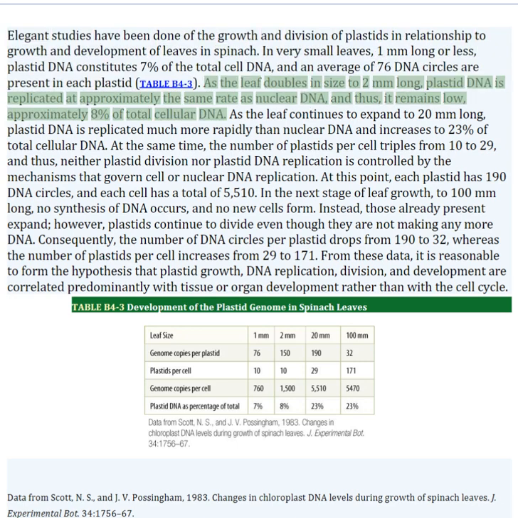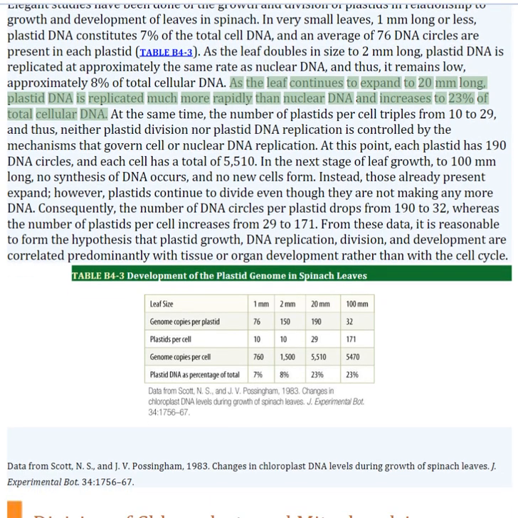As the leaf doubles in size to 2 mm long, plastid DNA is replicated at approximately the same rate as nuclear DNA, and thus, it remains low, approximately 8% of total cellular DNA. As the leaf continues to expand to 20 mm long, plastid DNA is replicated much more rapidly than nuclear DNA and increases to 23% of total cellular DNA.